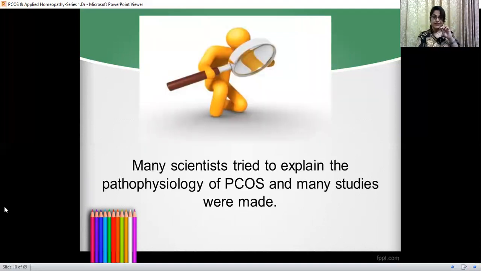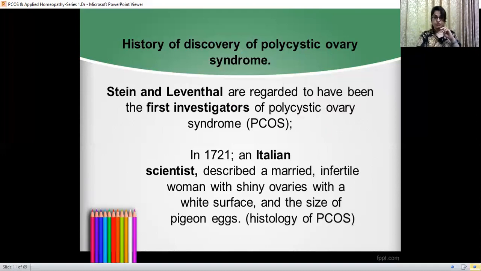So many scientists tried to explain the pathophysiology of PCOS and many studies were made. Let's see the history. History of discovery of polycystic ovarian syndrome. Stein and Leventhal are regarded to have been the first investigators of polycystic ovary syndrome. Also, PCOS is called Stein-Leventhal syndrome.